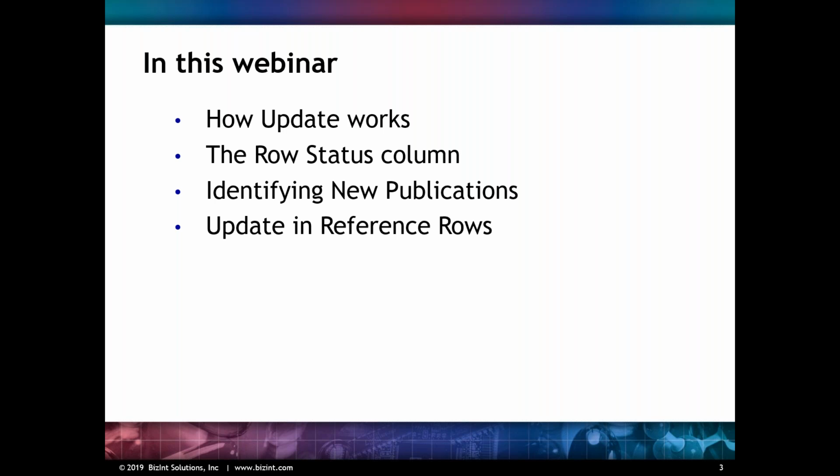The row status column, which is an indication of what's changed in a report. We'll look at ways of identifying new publications in your report. And then we're going to look at what happens in reference rows with update. These are some pretty significant changes to help you deal with larger selections of data, or data coming from more than one database or platforms with more than one record per family.